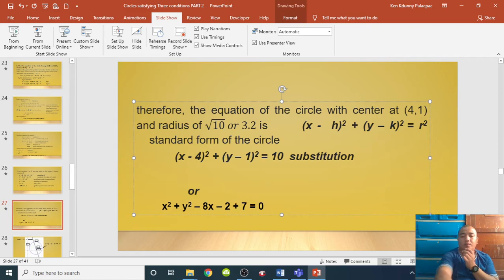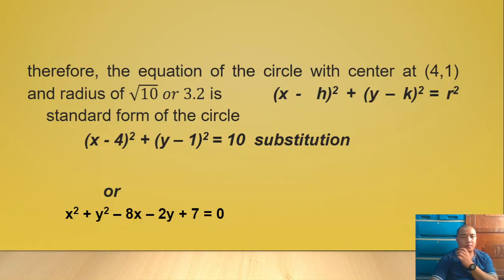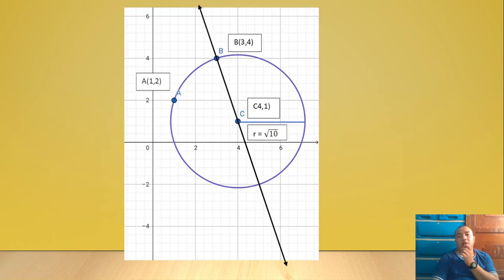Minus 2y. We get 7. 16 plus 1, 17 minus 10 is 7, equals 0. Okay? So this is now the graph of the circle with center at (4, 1).